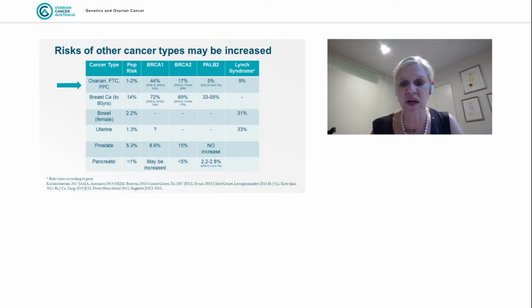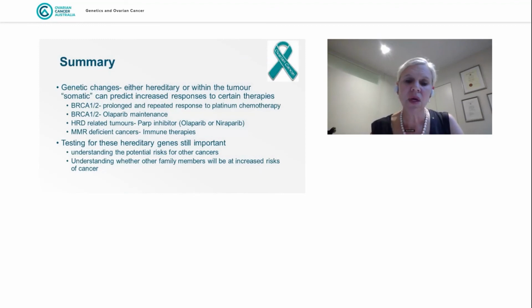So in summary, genetic changes, either hereditary or within the tumour, can predict increased response to certain types of therapies. BRCA1 and BRCA2 have prolonged and repeated responses to platinum therapy and derive benefit from the use of olaparib maintenance. In particular, HRD-related tumours have increased sensitivity to PARP inhibition and have access now in Australia to niraparib, and mismatch repair deficient tumours may be associated with an increased likelihood of response to immune checkpoint inhibitor therapies.